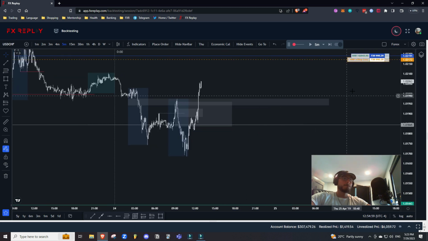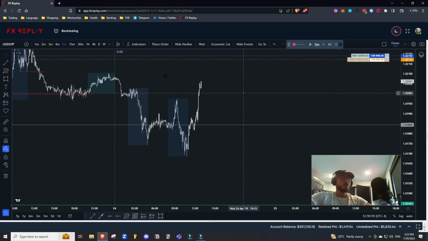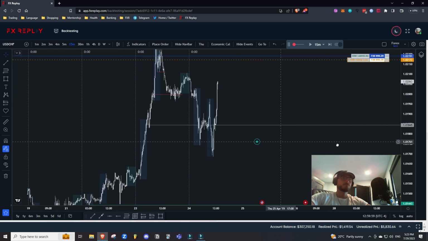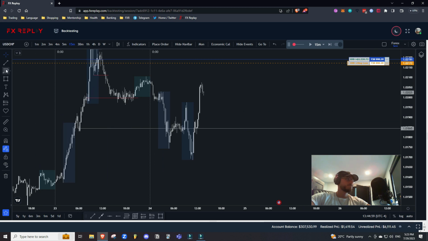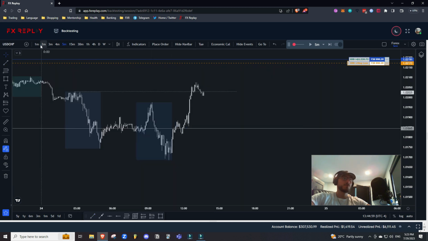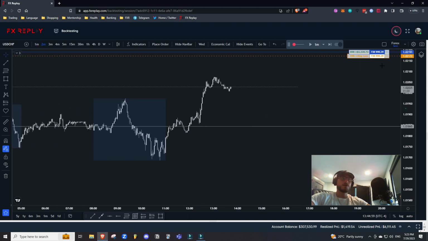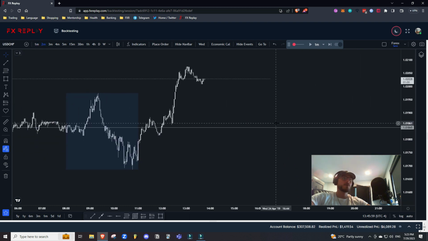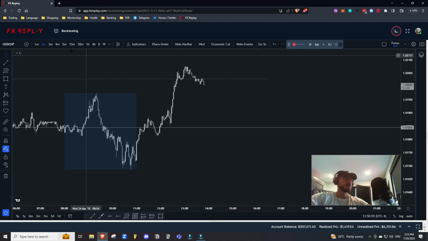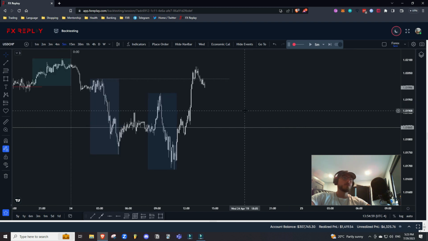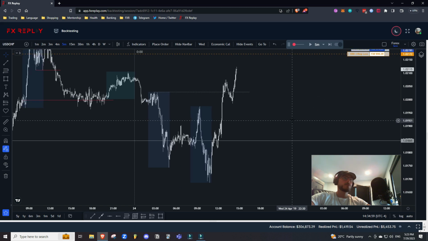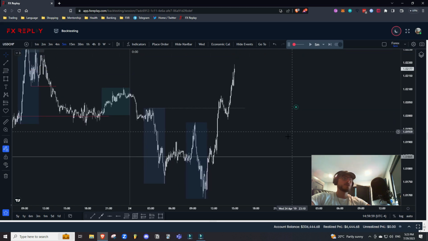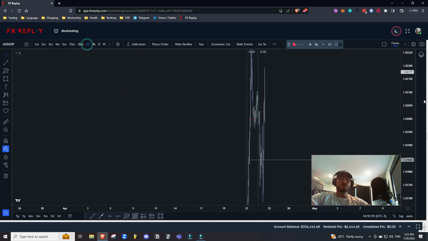All good, all good, all good. We took out London's high. It's still viable. This is the thing. Still a viable play. I don't like how it's developing right now, but it does look like it could easily come back down. Okay, it's going to take out Asia, sorry, and take out this high as well. Okay, all good.